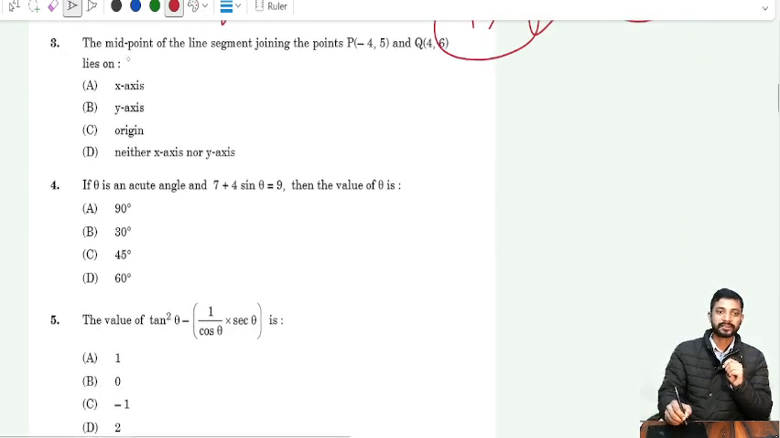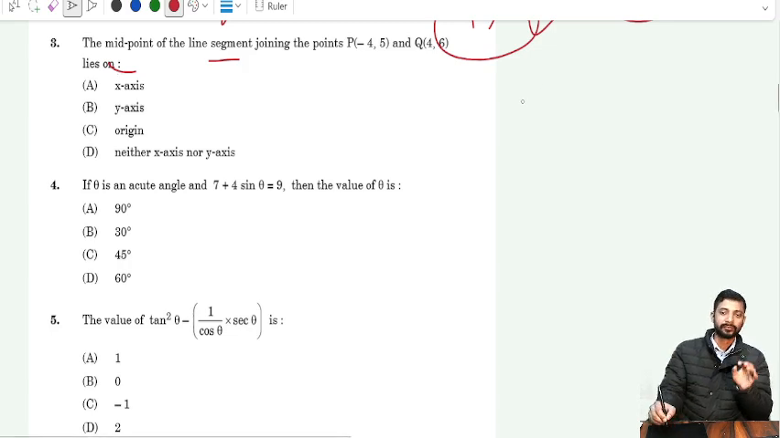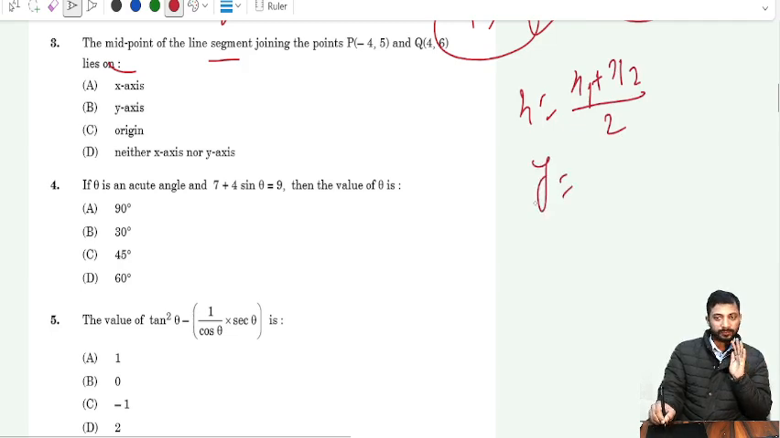The next question is about the midpoint of a line segment joining points P and Q. What is the midpoint? Here in coordinate geometry, you know the midpoint of a given line segment whose endpoints are given: x is equal to the sum of their x coordinates divided by 2, that means x1 plus x2 divided by 2. The midpoint's y coordinate is equal to y1 plus y2 divided by 2.